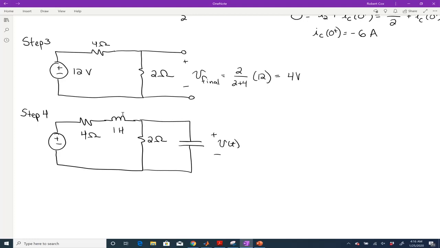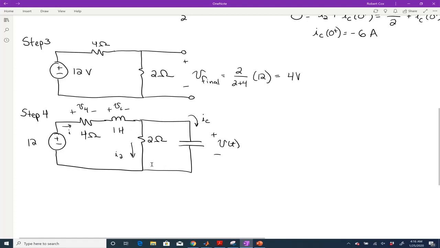Okay, and let me leave the definitions I've had all along. This is V4. Okay, this guy is VL. This was written as I. This was written as I2, like that. And this was written as IC. So we're going to stay consistent with those definitions. And this, we recall, is a 12-volt source. Okay? All right, so now we have to go through and we have to solve this guy.